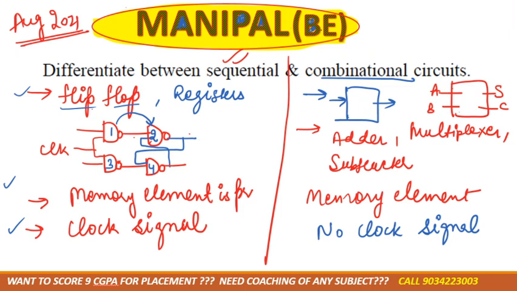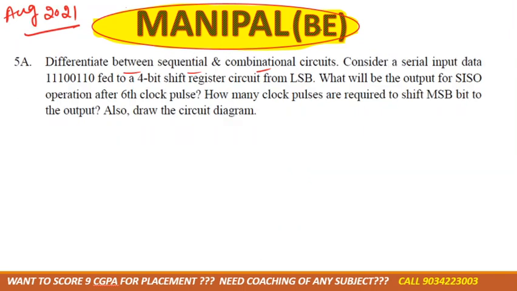Now next they are asking, consider a serial input data 1, 2, 3, 4, I think it's 8-bit, fed to a 4-bit shift register circuit from LSB. So data we are entering from the left side, right? What will be the output for SISO operation after the 6th clock pulse? So they are asking for the 6th clock pulse. How many clock pulses are required to shift MSB bit to the output?